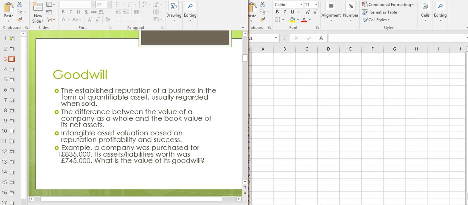Okay, and that is the difference between the value of a company as a whole, i.e. the 835, and the book value of its net assets, which is 745. It's the difference between the two. Okay, that's basically, in a nutshell, what goodwill is.